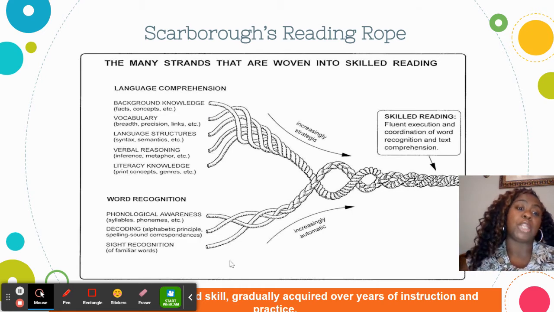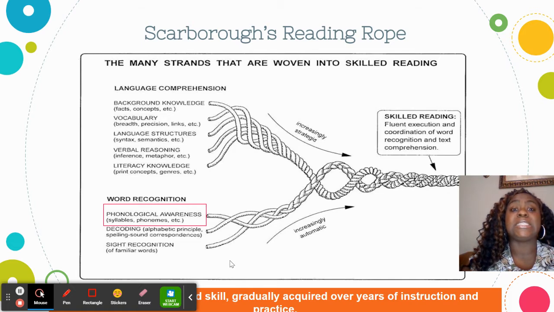The first skill under word recognition is phonological awareness. Phonological awareness is basically the foundation for learning how to read. It is the ability to recognize and work with sounds in spoken language. So, an example of a phonological awareness activity may be you may ask the student to give you the sounds in the word dog, and then the students will just give you those sounds. So, these are activities that are done to lay a solid foundation to help students learn to read.